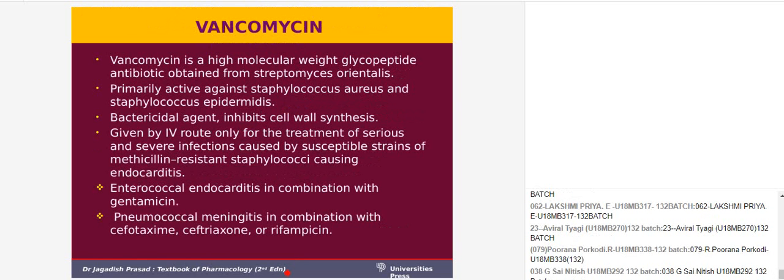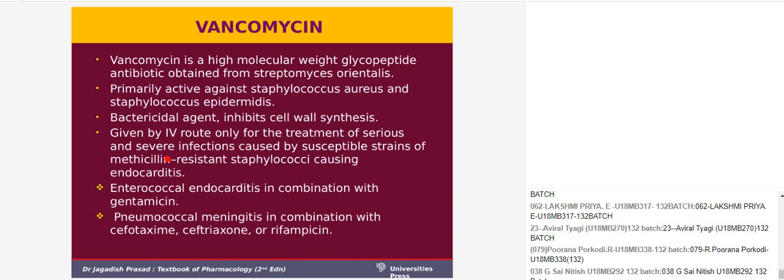And vancomycin is a high molecular weight glycopeptide, obtained from Streptomyces orientalis. It is a bactericidal agent and inhibits cell wall synthesis.